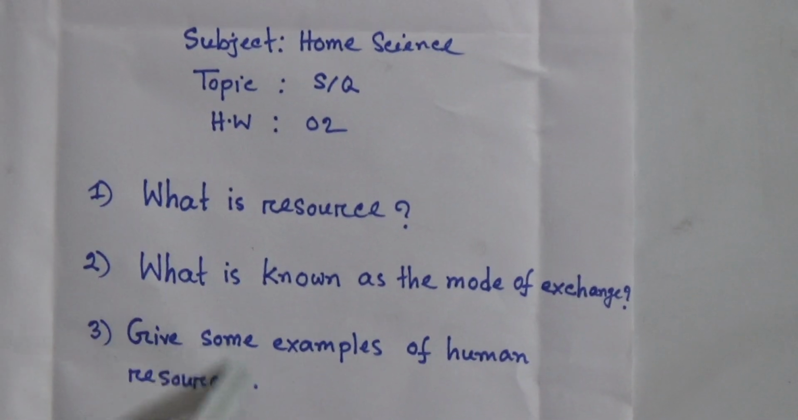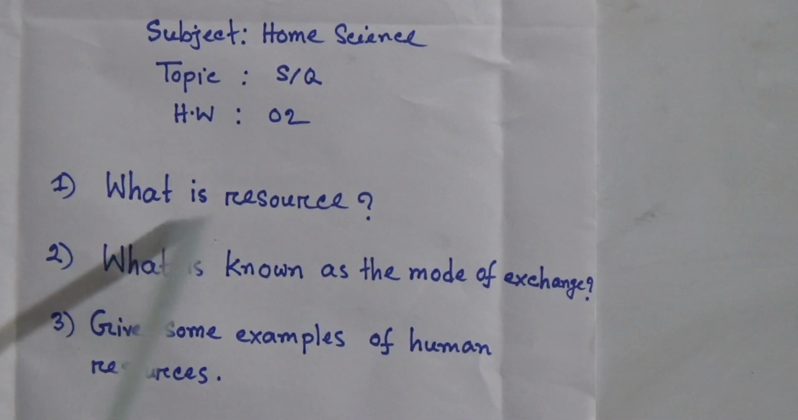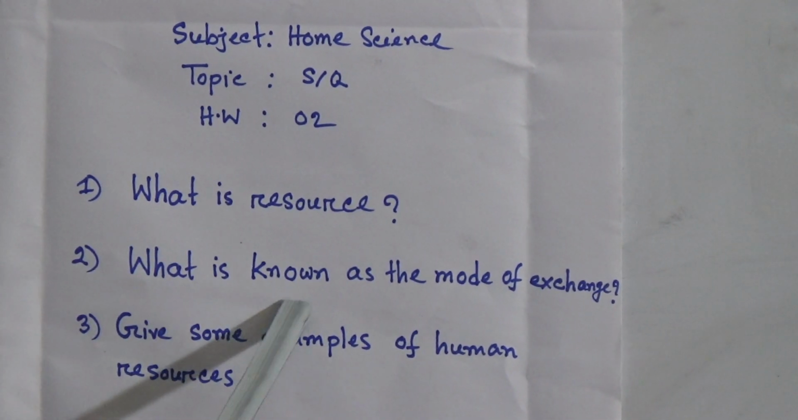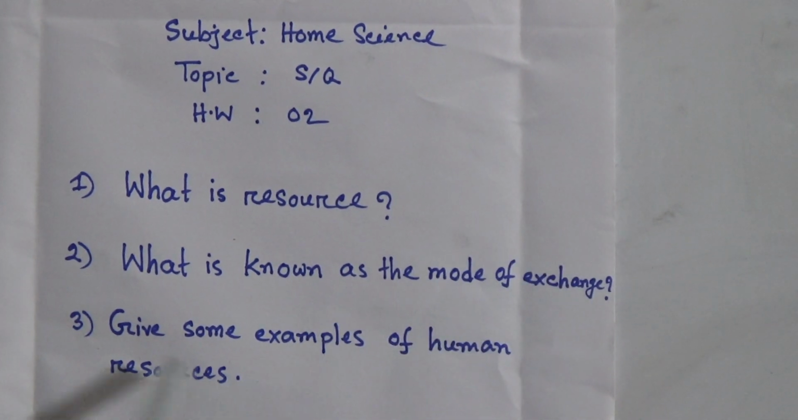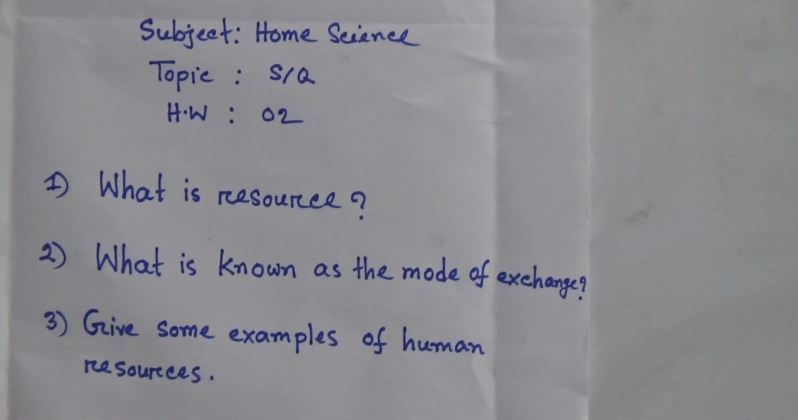Now come to the next point, that is our homework. Our homework number 2, and first question, what is resource? Second question, what is known as the mode of exchange? And number 3, give some example of human resources. After reading this chapter very attentively, you have to answer these questions.